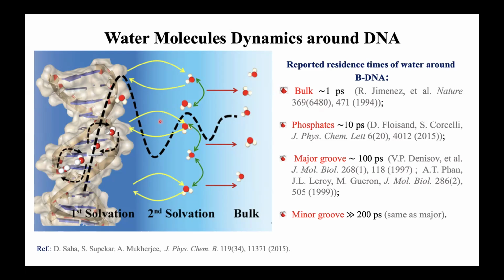When in closer proximity to the DNA surface, the dynamics of water molecules noticeably slow down, and the characteristic residence time near the phosphate group increases to approximately 10 picoseconds. The slowest water molecules are observed in the major and minor grooves: in the major groove it's around 100 picoseconds, while in the minor groove it can reach even 1 nanosecond.